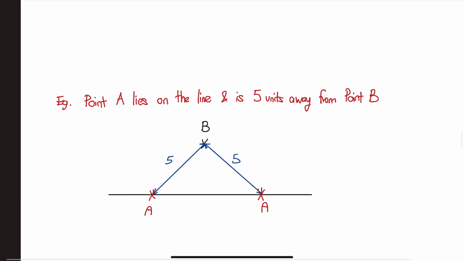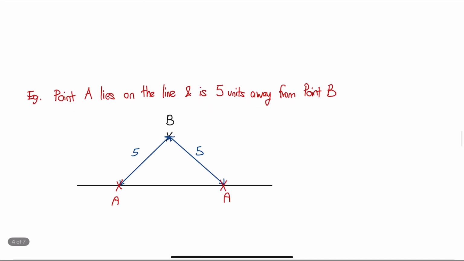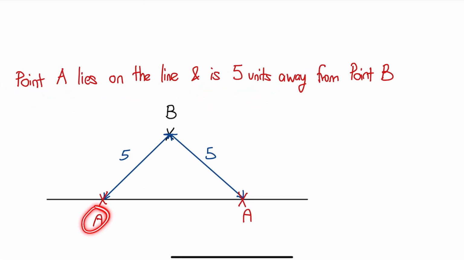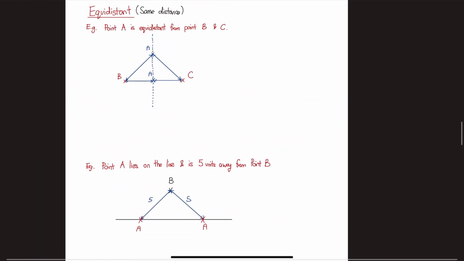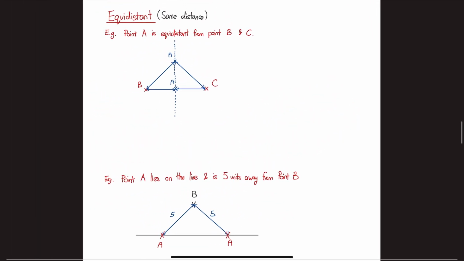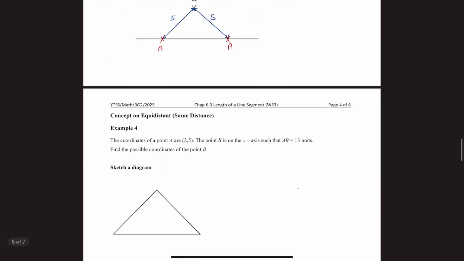Okay, so this is the concept of equidistance. Over here, point A is equidistant from point B because the distance between A and B is the same, 5 units. So there are different possible positions of point A. Okay, so I hope these examples illustrate to you what is the meaning of equidistance. Now let's look at the worksheet example.